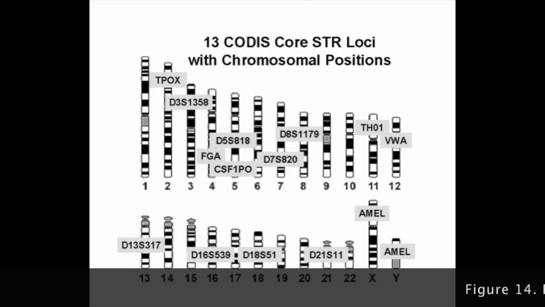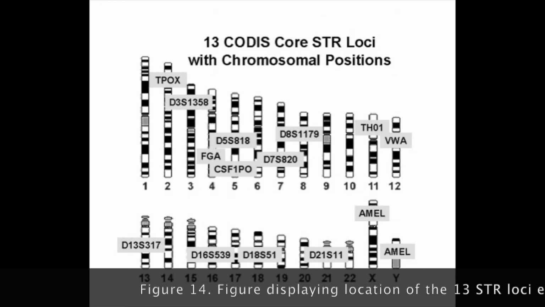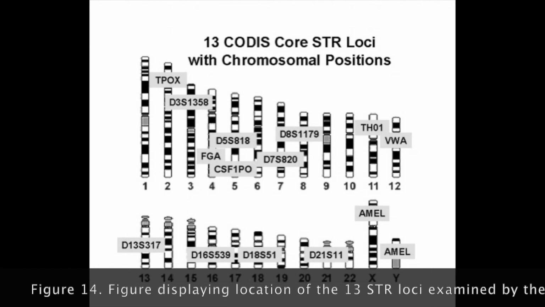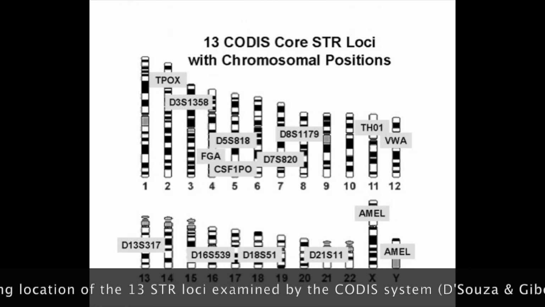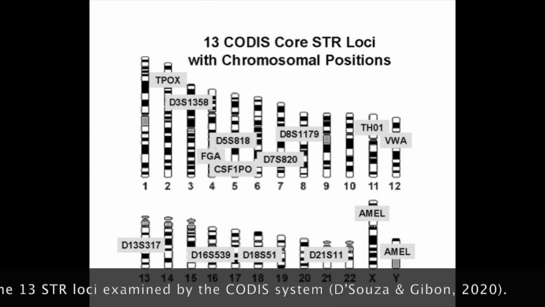The CODIS system looks at 13 different STR loci, which are distributed evenly across the human genome. The photo I am showing you here shows the positions of all the different STR loci that are looked at within the CODIS system.